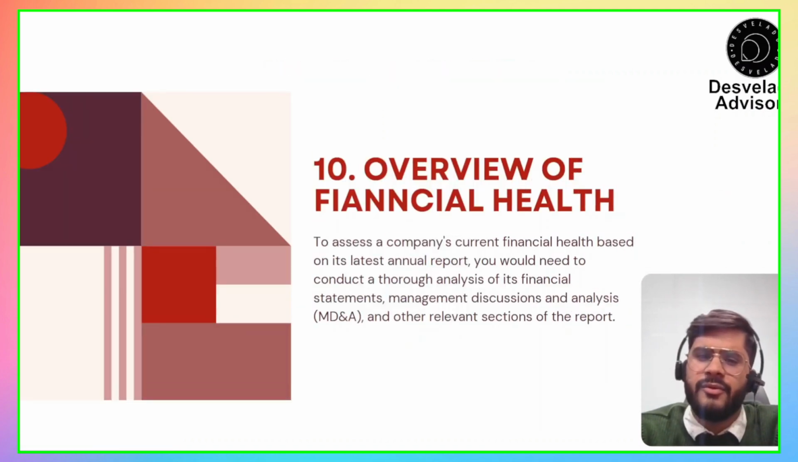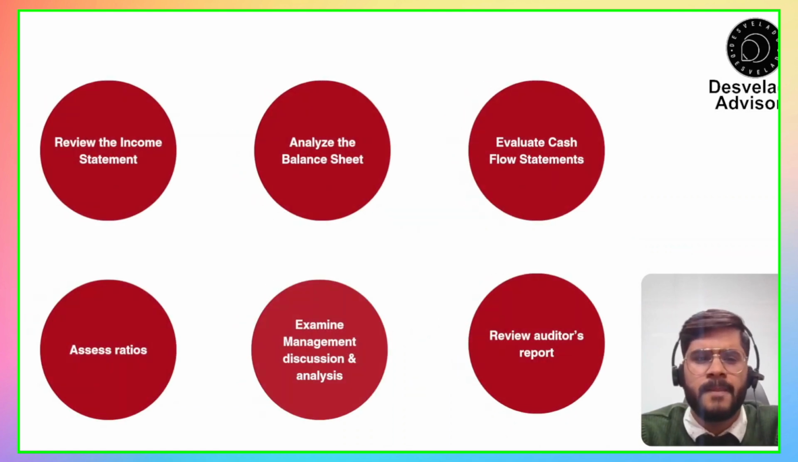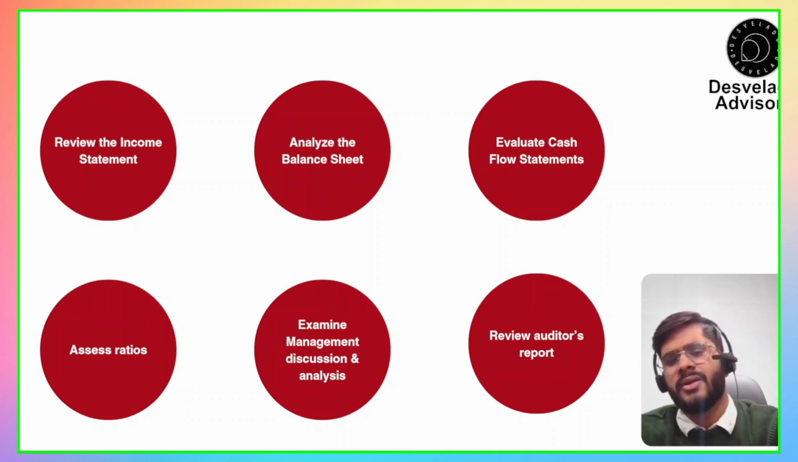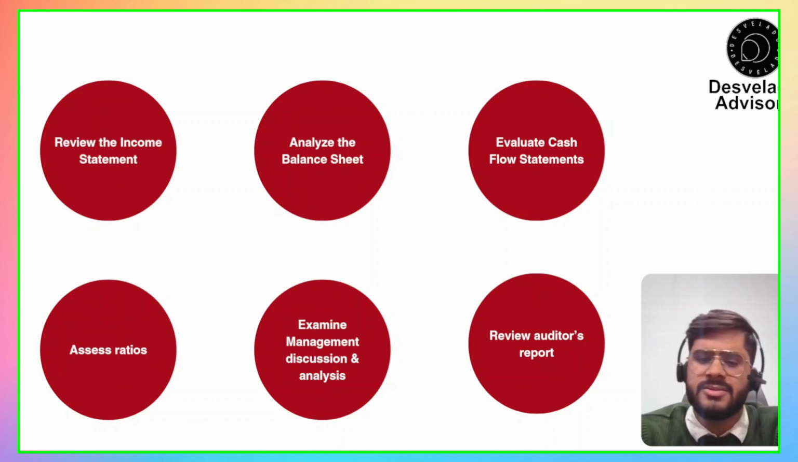And now we see the overview of financial health, how to see the financial health of a company. So these are the basic 6 points. First we review the income statement, then balance sheet, then cash flows, and then we find out various ratios and then interpret these ratios. More information is found in the management discussion and auditor's report.